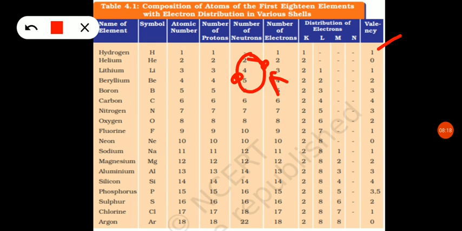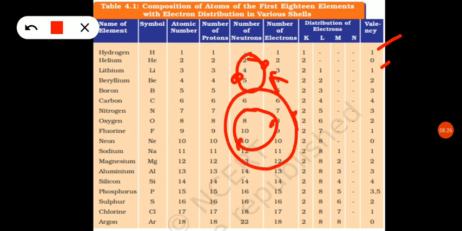Lithium is 1. If you take the structure of lithium, the first shell has 2 electrons. In the last shell, 1 electron is there. So this lithium will lose this 1 electron. Okay, so the valency is 1. And beryllium, it is 2. Boron, 3. If you take carbon, the carbon atomic number is 6.